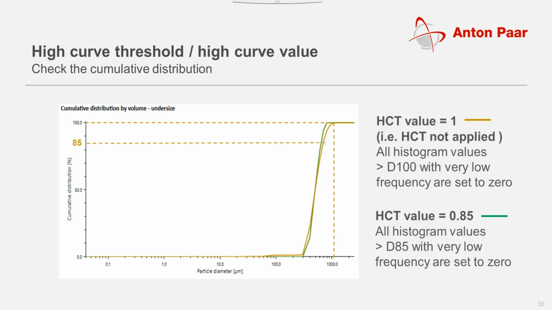By using the ICOV threshold value of 0.85 on the yellow curve, all histogram values above D85 for which the size bins have very low frequency are set to 0. This happens because in this region, a low signal intensity is likely associated with an artifact. The resulting cumulative is the one displayed in green, and the smoothed area on the cumulative is marked with the red circle.